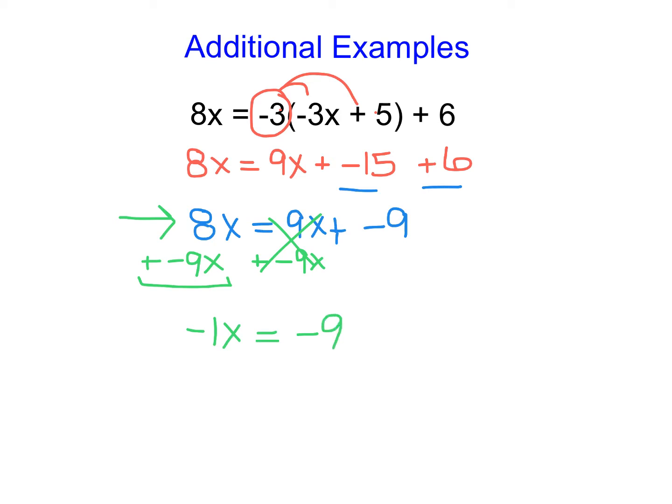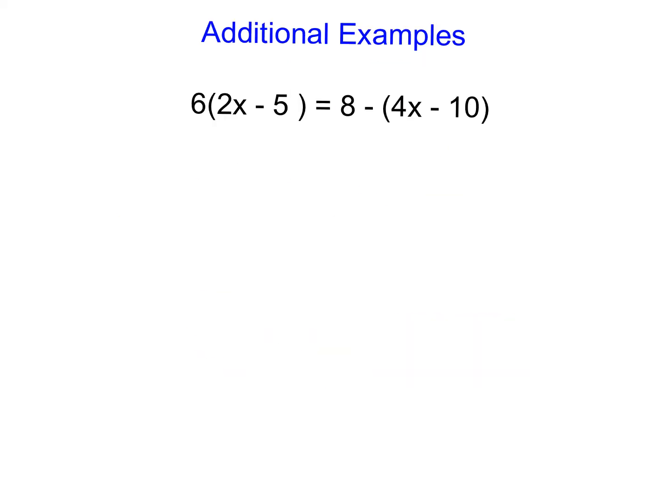Then from here, our last step is we need to get x alone. I notice that x is being multiplied by negative 1, so I divide by negative 1 on each side, and I find that x is equal to a positive 9.